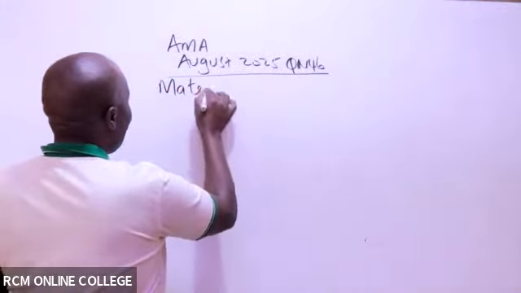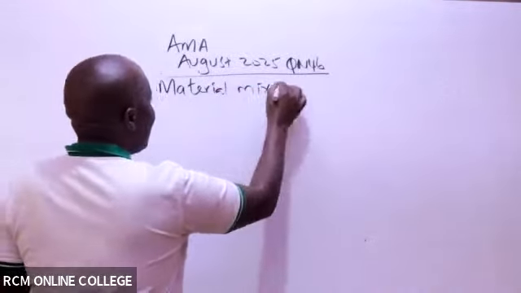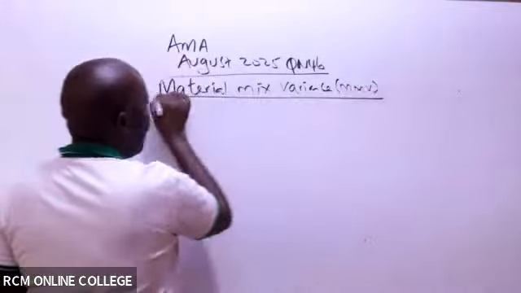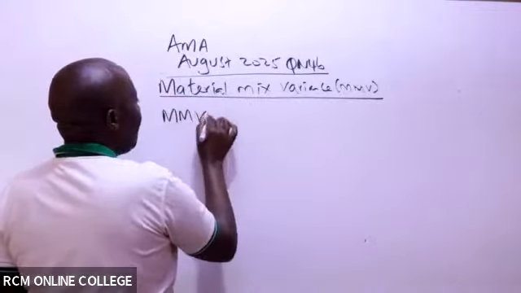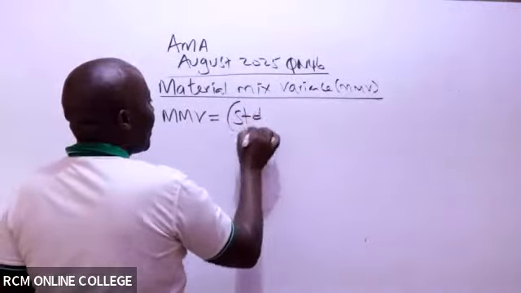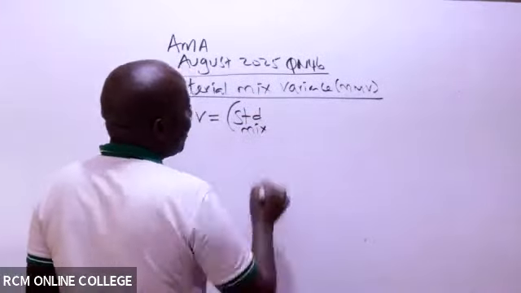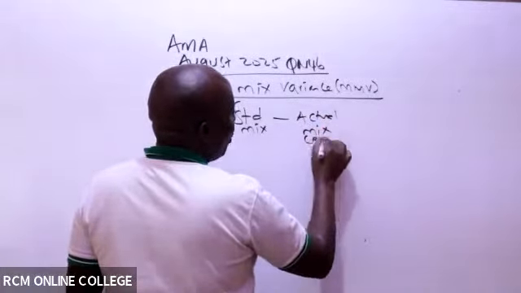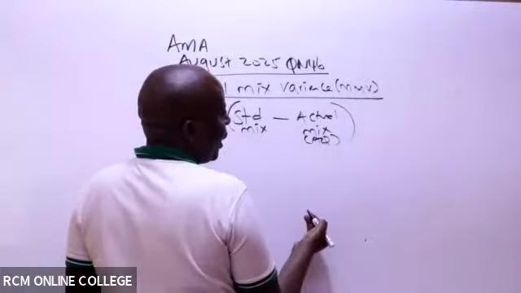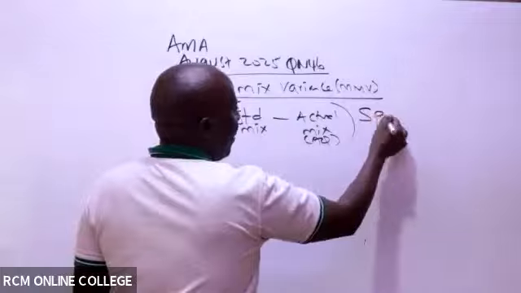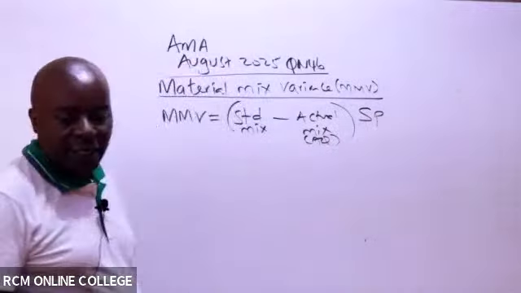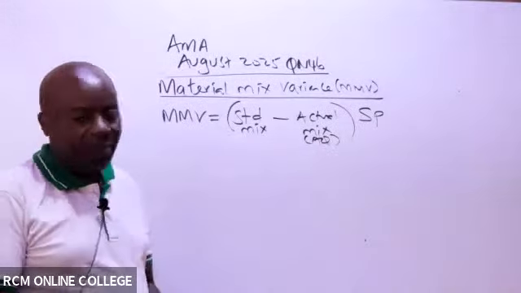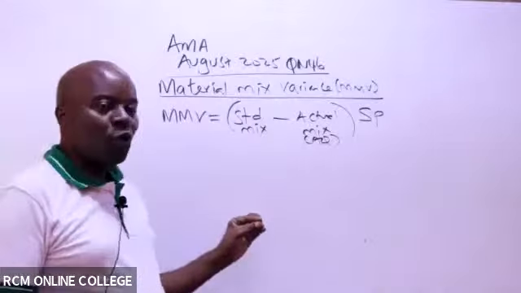To get this material mix variance, MMV, what are we doing? We know that this will be the difference between 2 mixes. We have what we call the standard mix minus the actual mix, what we also call the actual quantity of materials. And then we monetize outside here by putting here the standard price per kilogram. So this is material mix variance, difference between 2 mixes.